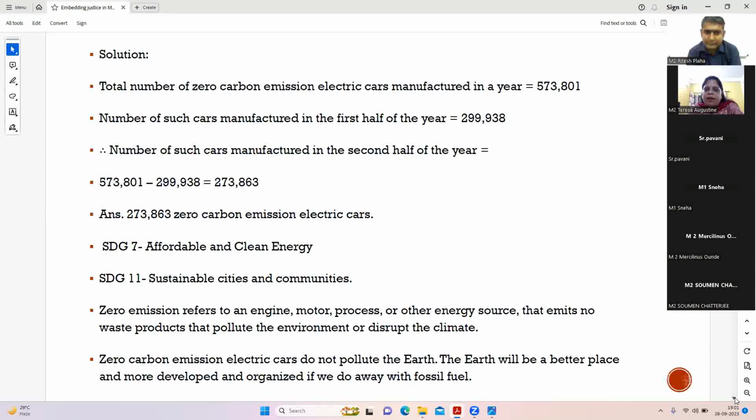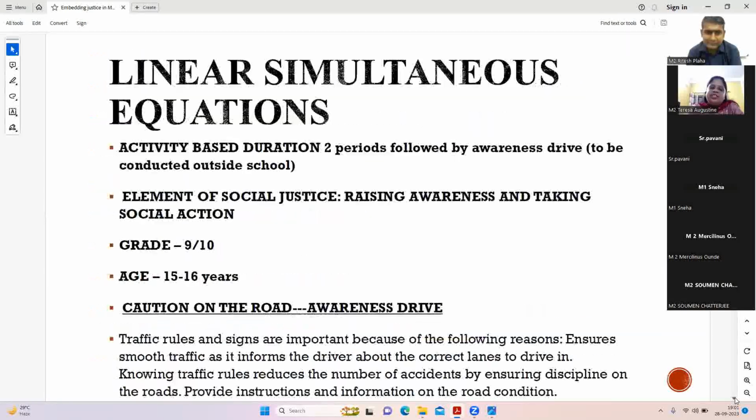So may I now request Ritesh sir to lead us with other maths exercises? Sure, miss.